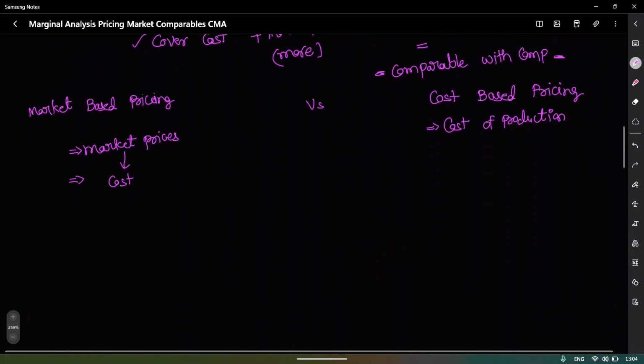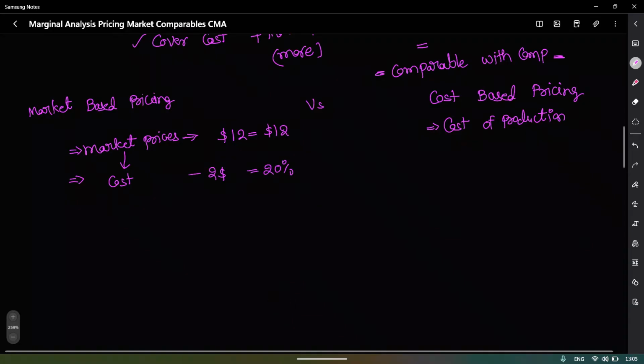In market-based pricing, we start with the market price. After deciding the market price, it means you are able to sell at $12 per unit, because the other company is also selling the product at $12. So you determine the market price, then you go for the cost. You work backward to determine the production cost needed to achieve the company's target profit. You are expecting a target profit of $2 per unit, which is 20% on the sales price.